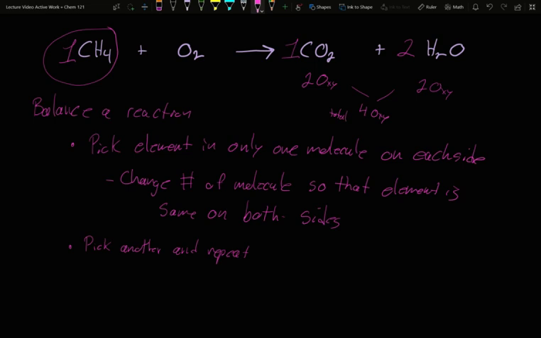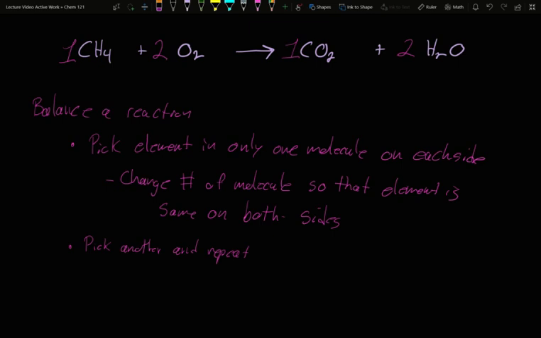The only way to get those on the left is dioxygen, so I need 4 total. I must have 2 dioxygens. Each dioxygen has 2 oxygens. If I have 2 of them, that's 4 total oxygens. What we've done is we have balanced this reaction.